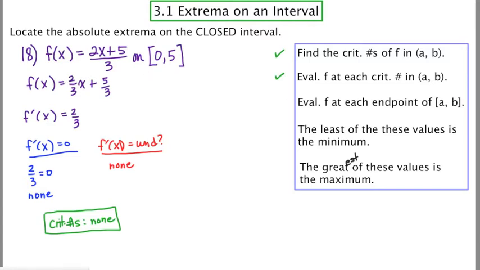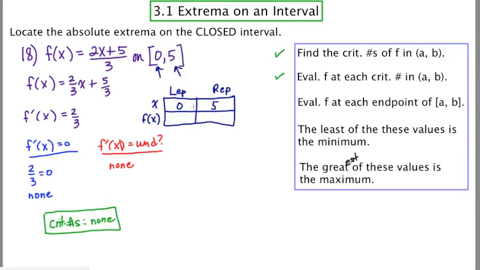So what I'm going to do is make a little chart, and I'm going to say left endpoint, and we'll say right endpoint. And we'll try to summarize this in a little grid here. We'll do x, and we'll do f of x. Now, usually on this chart, you'd put the critical numbers in between, but there weren't any. So we're just going to deal with the left endpoint, which was 0. That's coming from here. And the right endpoint is 5, and that's coming from there.